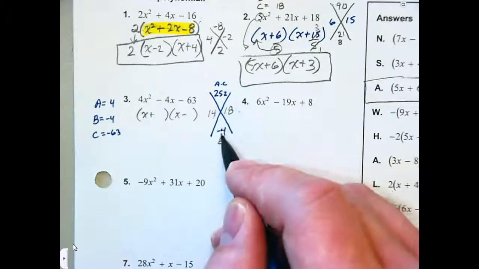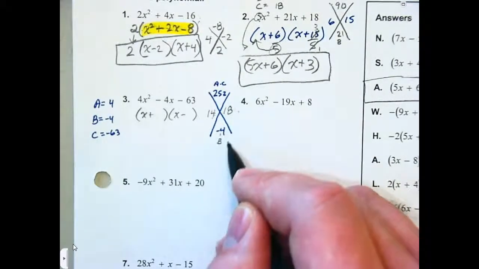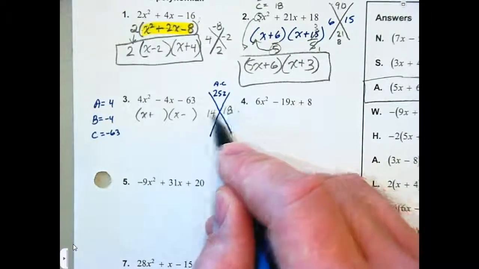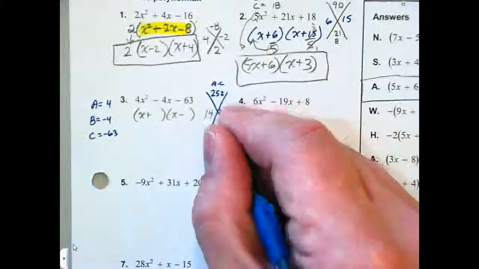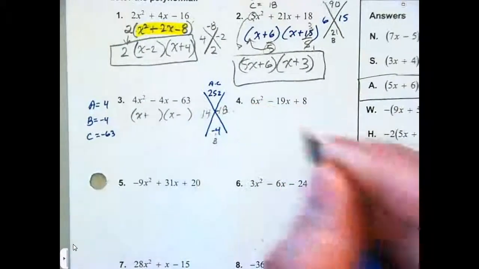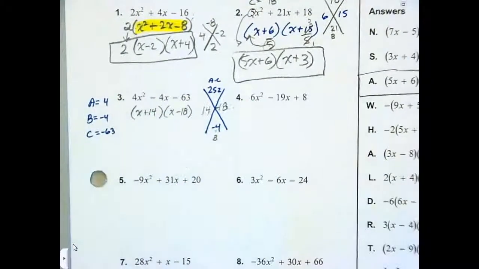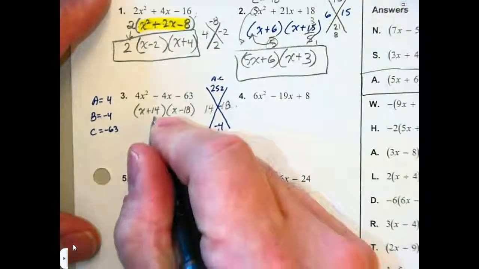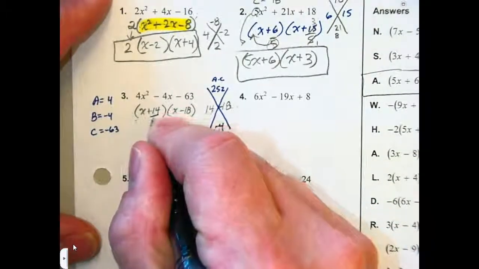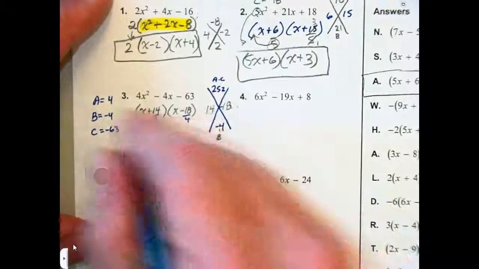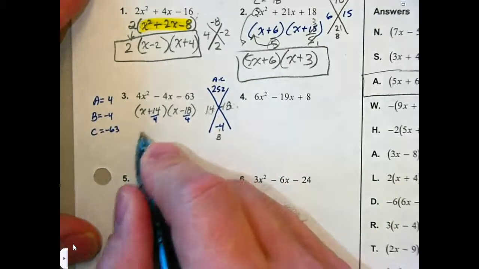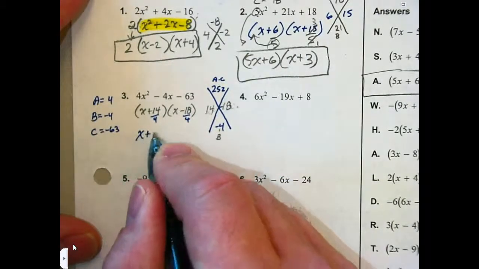Then you need to ask yourself, what do I need more of, negatives or positives? Well, I have four negatives. That's my b term. So which one of these has to be negative? 18. You have to have more negatives than positives. So that means that one goes there and that one goes there. And then we divide by our a term of 4 there. Make sure to reduce there.